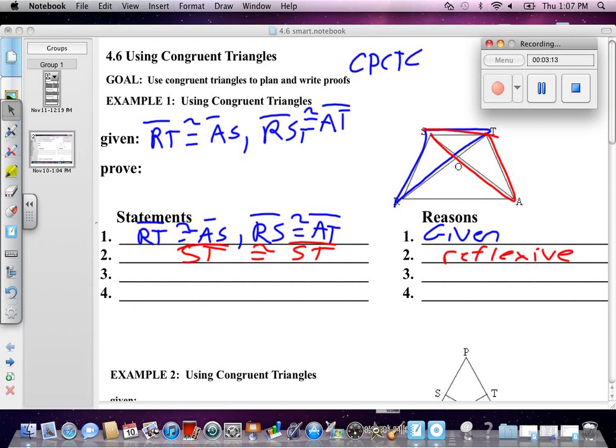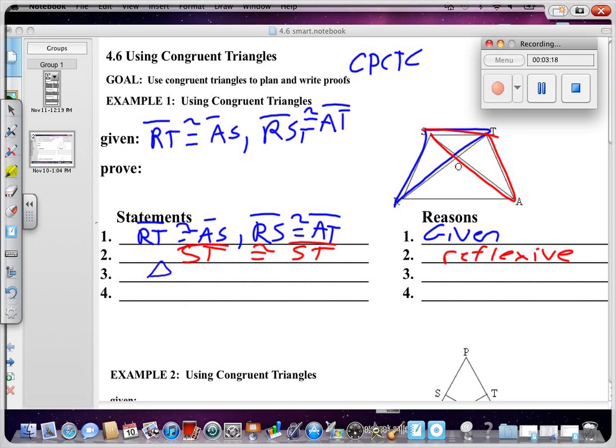All right. So we know that these triangles are congruent by what? Triangle RST is congruent to triangle AST by side-side-side. Okay, what are we trying to prove, though? We're not trying to prove the triangles are congruent. We're trying to prove that angle TSA is congruent to angle STR. So we've proven the triangles are congruent. How do we know the angles are congruent? By CPCTC.